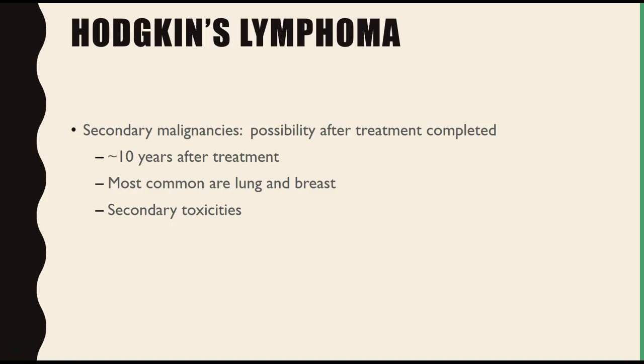The most common types of solid tumors that may develop down the road after Hodgkin's lymphoma are in the lung and in the breast. There can also be secondary toxicities occurring from the chemotherapy. So the chemo is very, very hard on the body systems, and we'll talk about that a little more later. For instance, the heart, lungs, and the endocrine system are hit pretty hard by chemotherapy drugs, and so secondary toxicity related to that can occur from the treatment of Hodgkin's lymphoma.